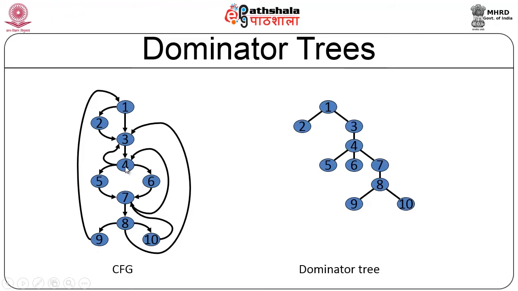Now, 4 dominates 7. 5 or 6 is not a dominator node, because to reach 7, I can come through either 5 or 6. Similarly, to reach 9 or 10, I have to come through 8 necessarily. So, 8 dominates 9. In addition, 7 dominates 8, therefore 9 is also dominated by 7.